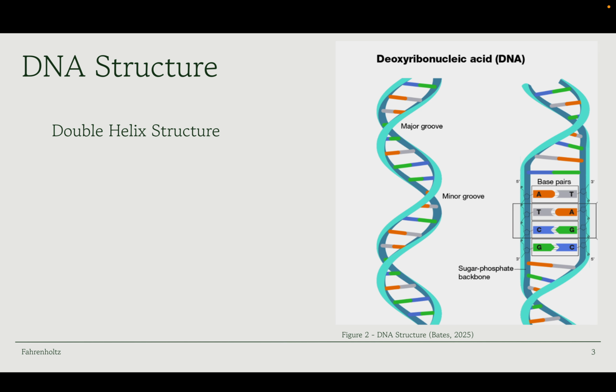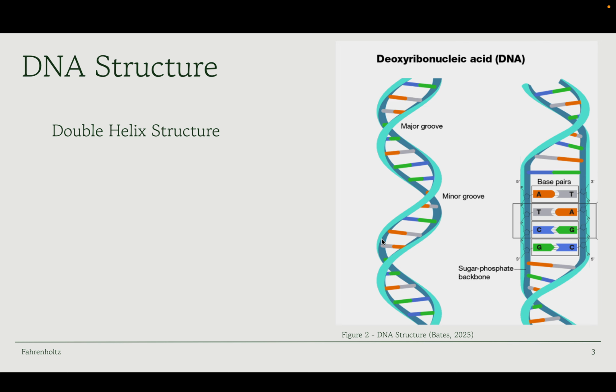Let's start by looking at the structure of deoxyribonucleic acid, or DNA. This is the molecule that carries genetic information that determines the phenotype of an organism. It has two linked strands that wind around each other in a way that looks like a twisted ladder, otherwise known as a double helix. You'll notice that this image labels the major groove and the minor groove as part of the shape.